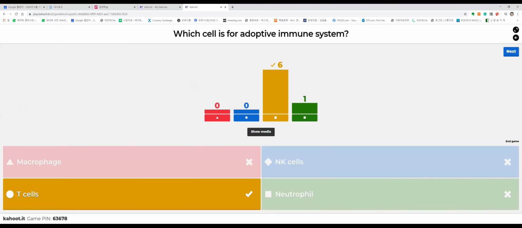Okay, quite good. What is the opposite word of adaptive immune system? Innate immune system, right? Innate is 선천, adaptive is 후천. Recall. Okay, move on.